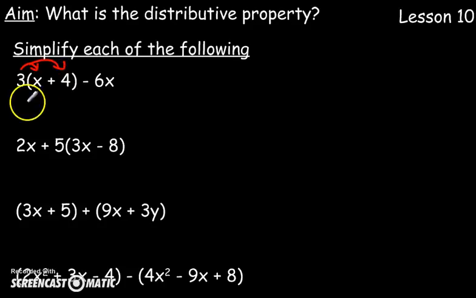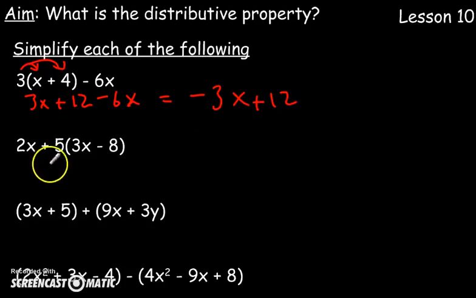Alright, so we distribute here, we get 3x plus 12 minus 6x. Now, the like terms can be combined, but the non-like terms cannot. Okay? And based on the commutative property, we can move these next to each other if we want to rewrite it, but we could just combine the like terms. So 3x minus 6x is negative 3x.